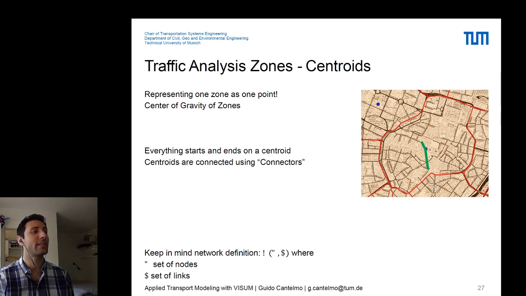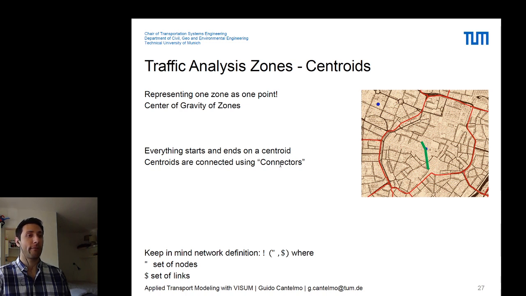If we assume that this is not realistic, that maybe we want a more distributed demand, for instance, then we can add 1 more connector, or 2 more connectors, or 5 more connectors. So the connectors actually represent where your demand starts or finishes its trip. So everything starts and ends in the centroids, and these centroids are connected using the connectors.